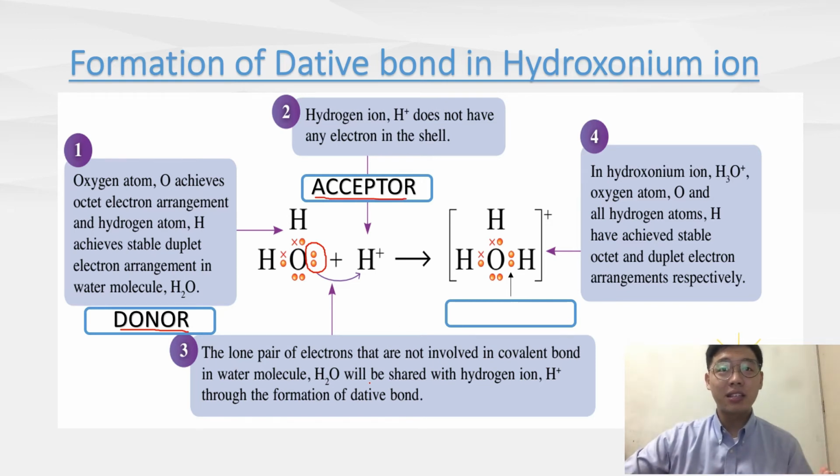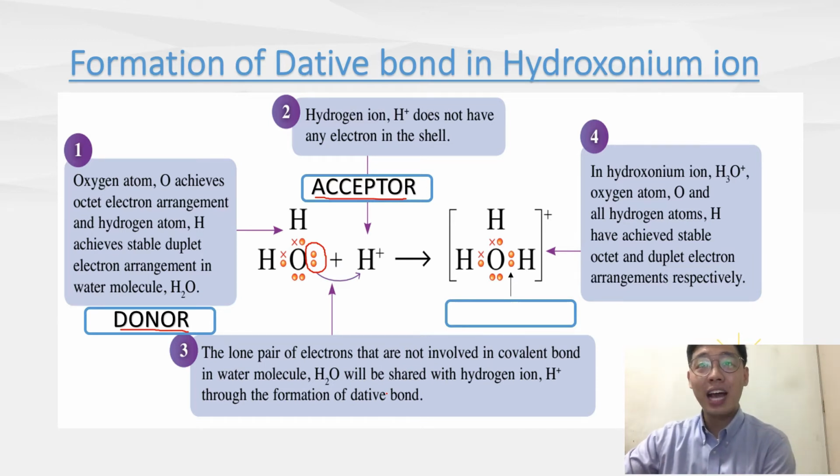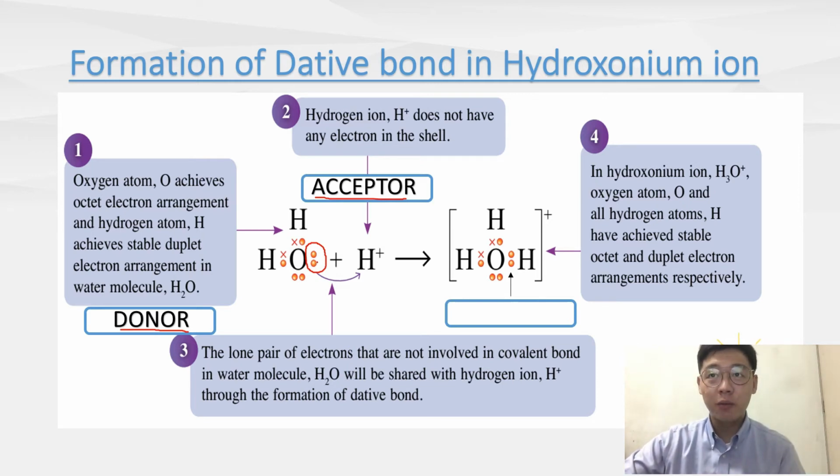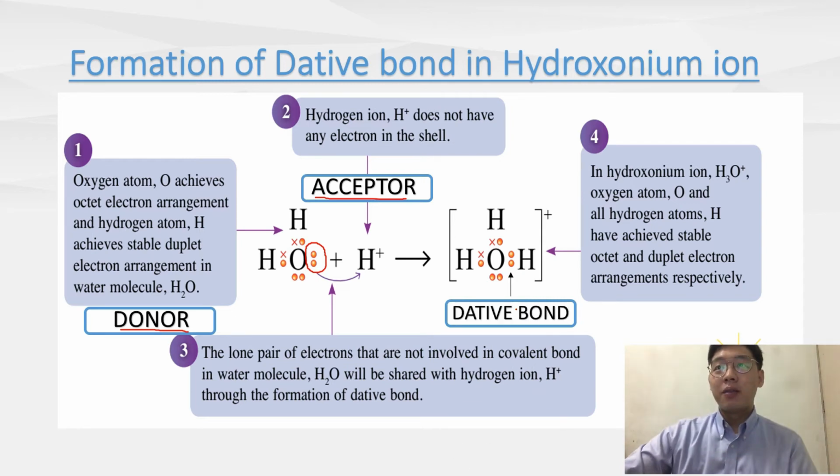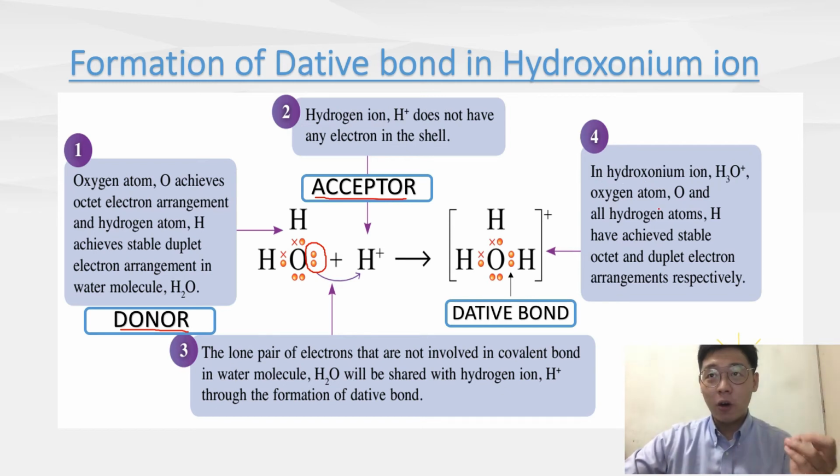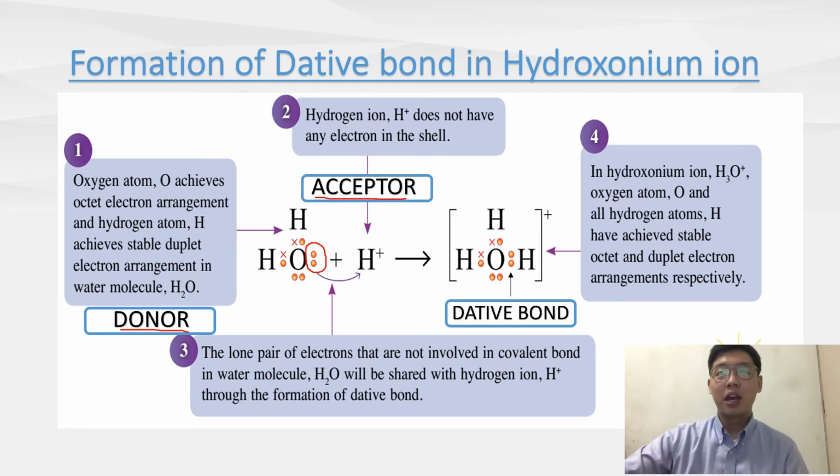And next, the third: the lone pair of electrons in the H2O, which is not involved in the covalent bond, is shared with the H plus ion. One pair of the lone pair is shared with the H plus ion. And next, the dative bond forms. Here is the forming of the dative bond. And fourth, in the hydronium ion, the oxygen and hydrogen atoms achieve a stable octet and doublet arrangement respectively. All is stable, right?